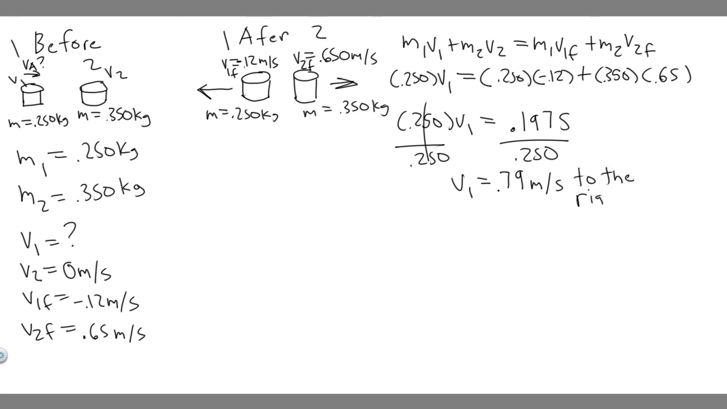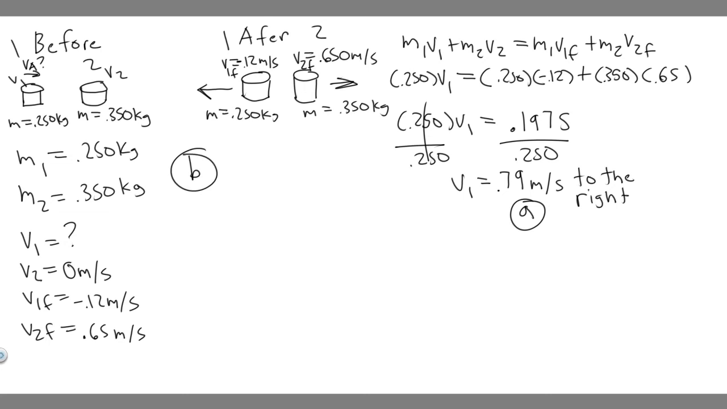And what was V1? Remember what it was? It was A, so it's the velocity of A initially. So that's what we just solved for. This is your answer to A. A was the speed of puck A before the collision, which was V1. So 0.79 meters per second to the right. This is your answer. Let's move on to B.